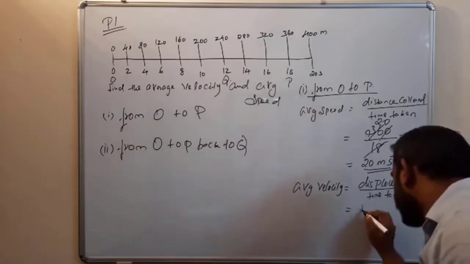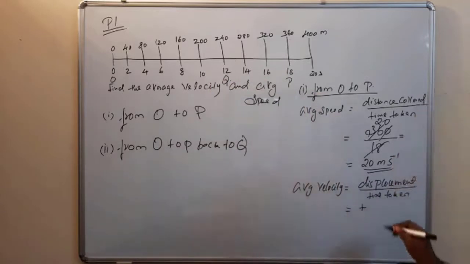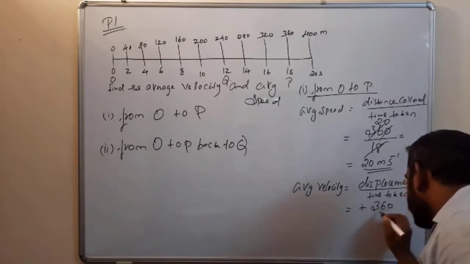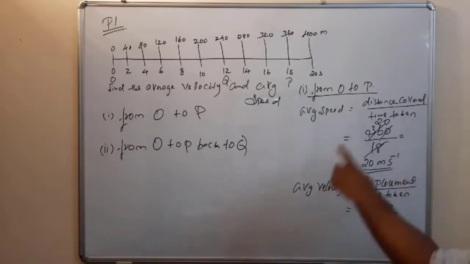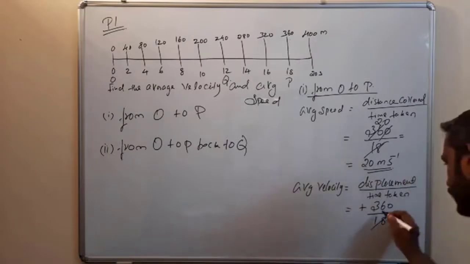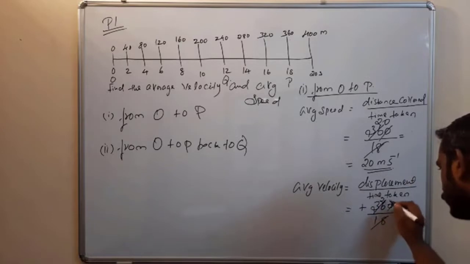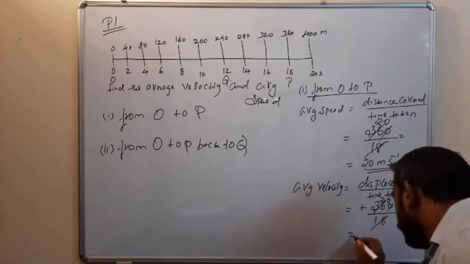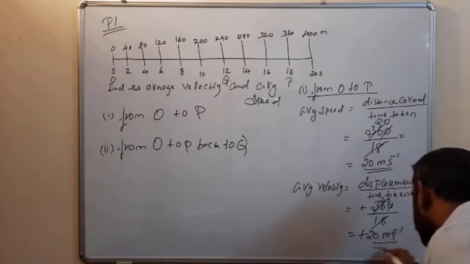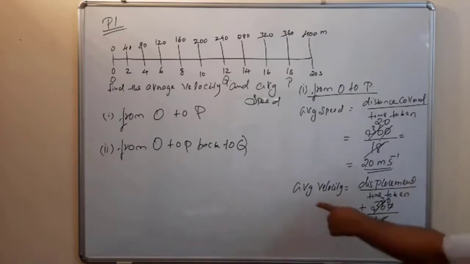So we will take that as plus 360 by time taken, that is 18. So 18 cut, that is 20. So that's equal to plus 20 meter per second. So average velocity is equal to displacement by time taken.